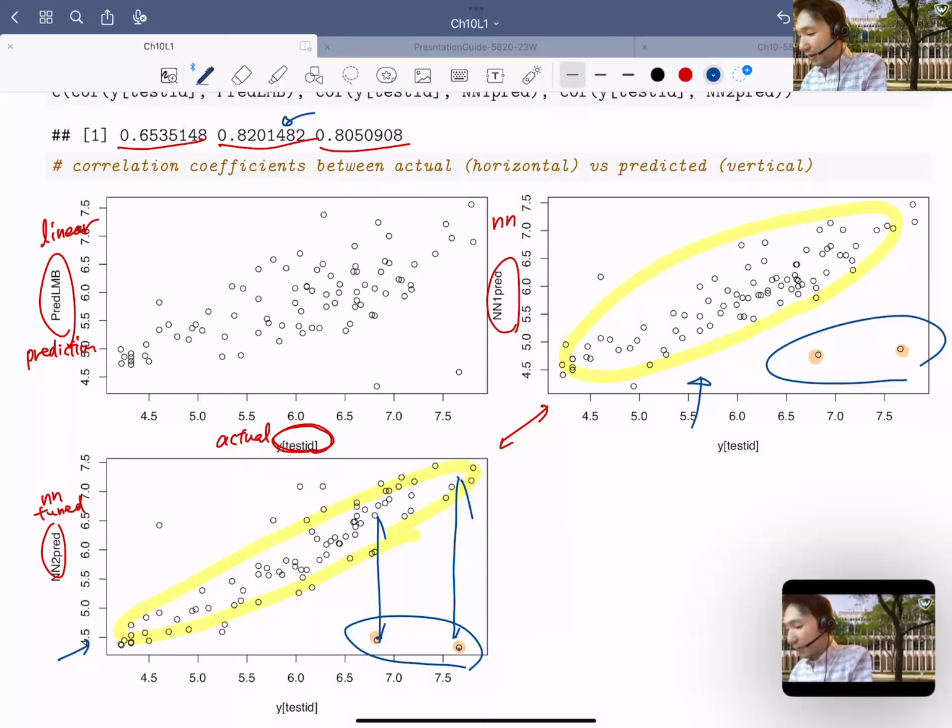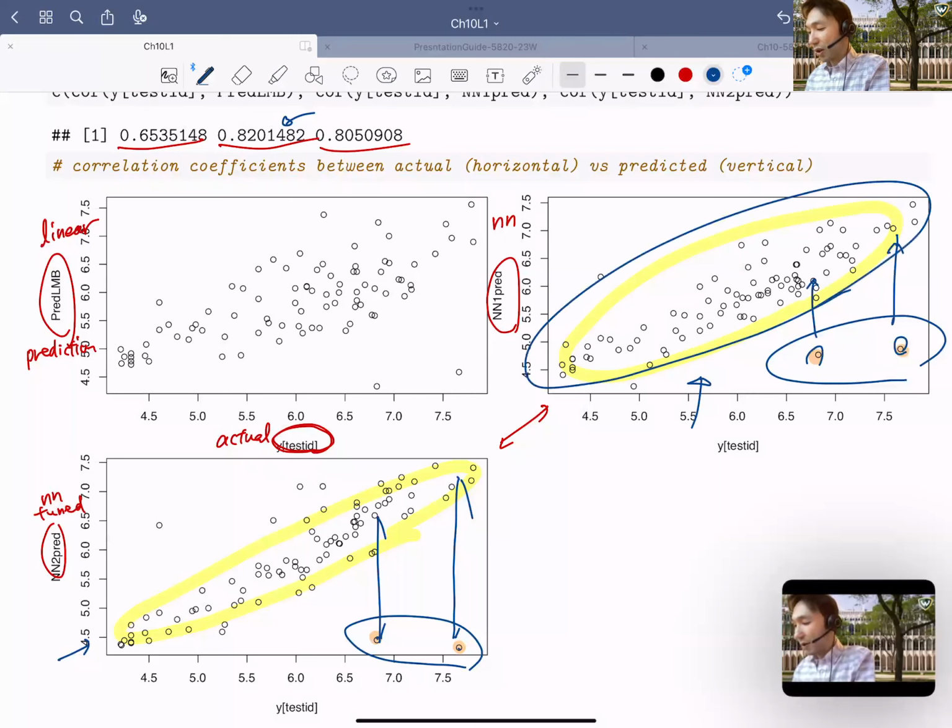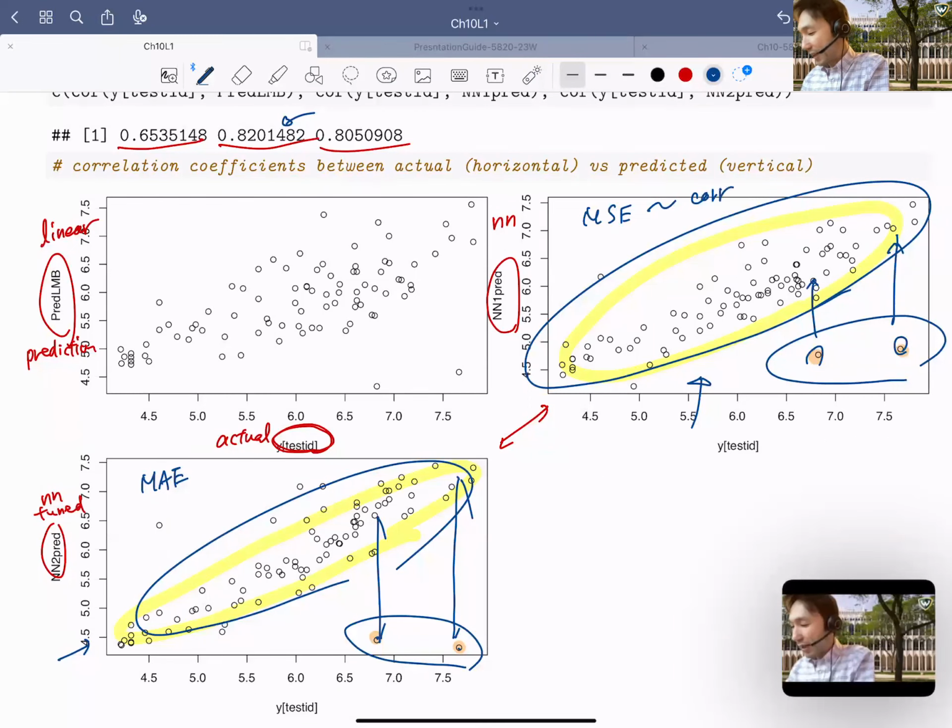So these points are somewhat closer to these clouds. But within the usual observations, error size is slightly larger than this. So this is the effect of the objective function. This one, MAE is the objective function. This one, MSE is the objective function. So this targets more like correlation, and this targets more like mean absolute error. So mean absolute error is smaller for this case, but the correlation is higher for this case.